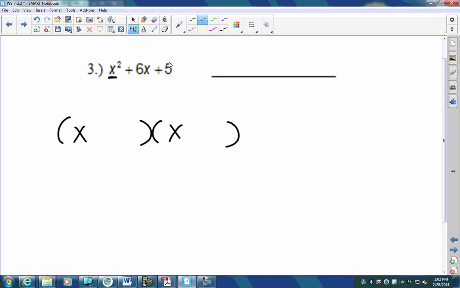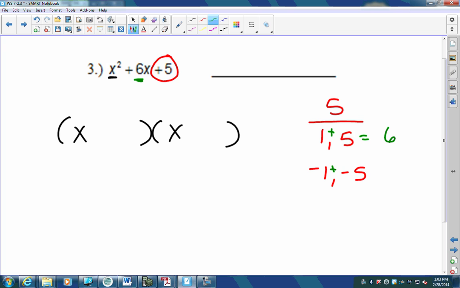Now, take the last number. What are the factors of 5? 1 and 5, and negative 1 and negative 5. When I add them up, I need them to be the middle term right here, the b, the 6. So this is 6, and this is negative 6. So I need these factors right here. Plus 1, plus 5. I don't have to divide by anything because I didn't slide.